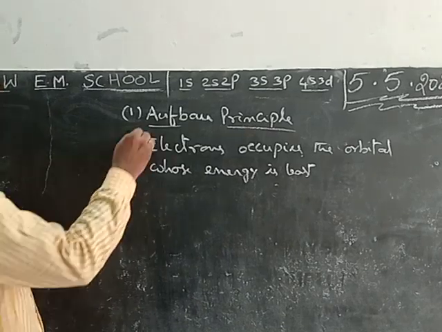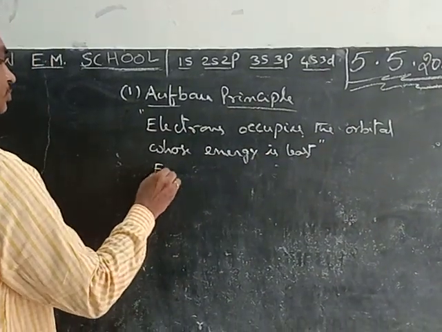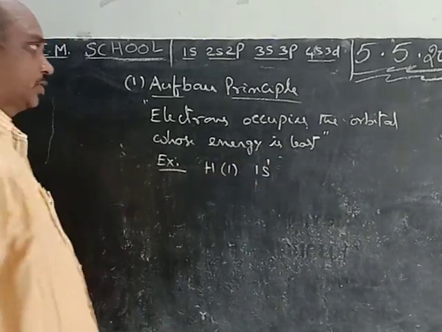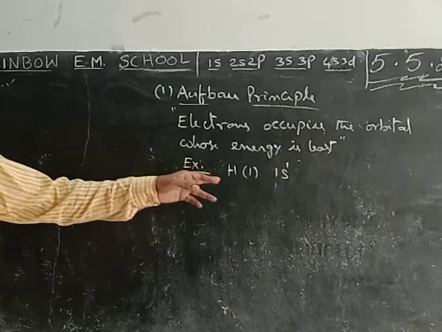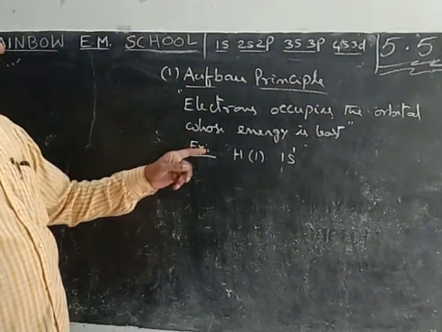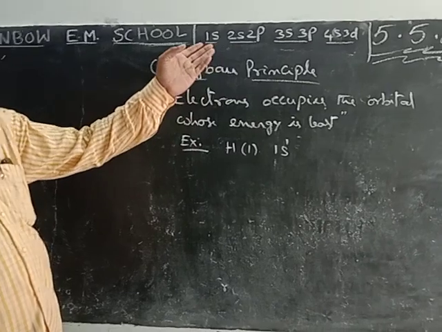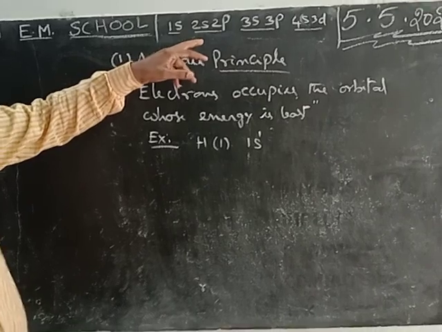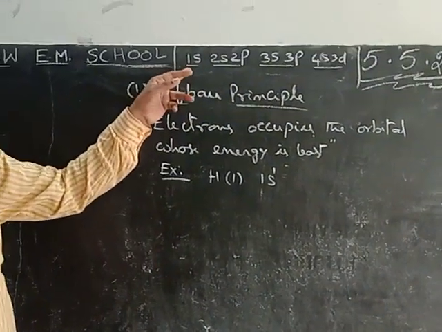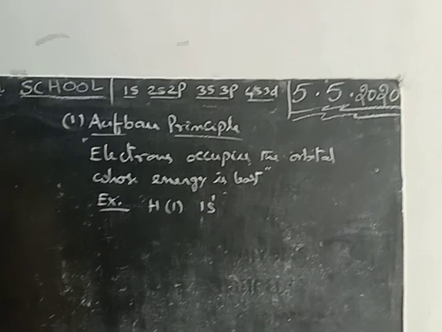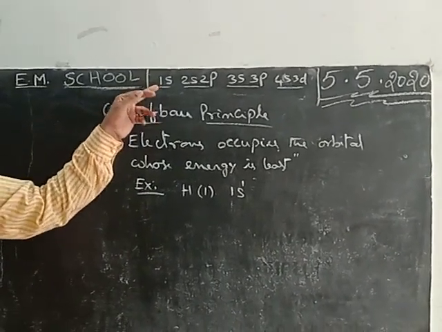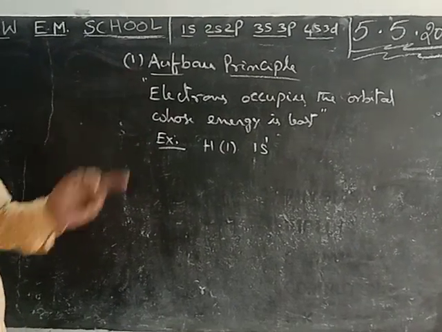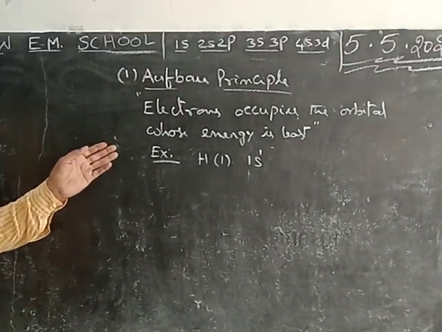That is the Aufbau principle. For example, hydrogen, atomic number 1, configuration is 1s1. Atomic number 1 means it consists of only one electron. Here the configuration is 1s1. So many orbitals are there: 1s, 2s, 2p, 3s, 3p, like this. We cannot fill the electron in other orbitals. We can write the configuration in 1s only. Why? 1s is the least energy level compared to the remaining orbitals. That is the Aufbau principle. Aufbau principle means electron occupies the orbital whose energy is least.